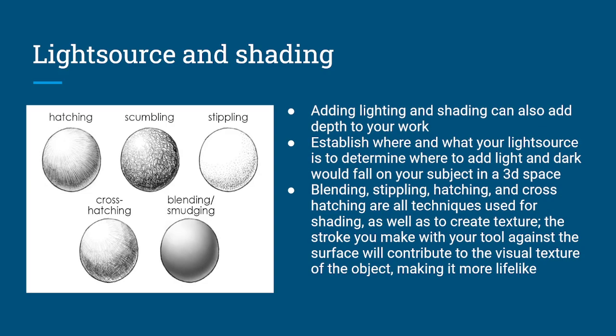Adding lighting and shading can also add depth. It's what makes a circle go from a circle to a sphere, adding shading and lighting, because a circle is just the 2D version of a sphere. Every 2D shape has a 3D version. And shading and perspective is what makes us, as artists, able to make our 2D shapes look like they are 3D shapes.